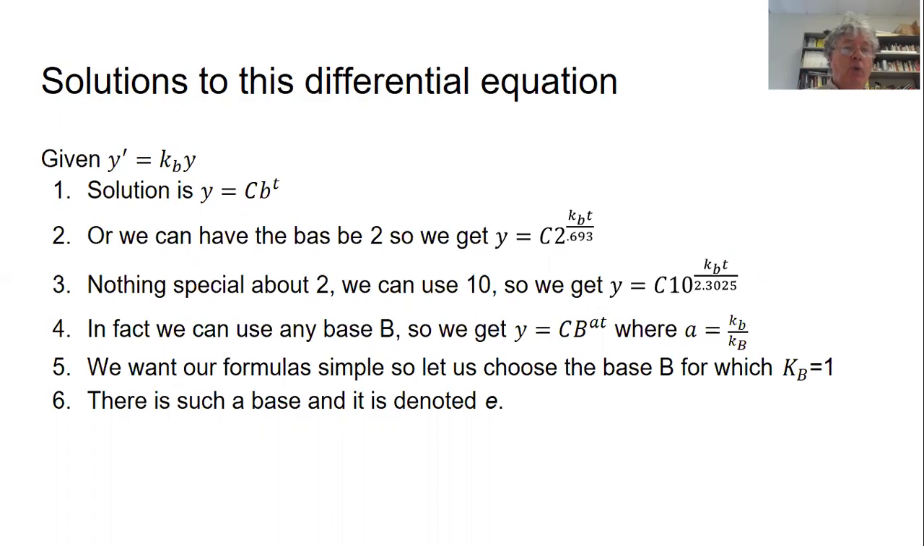So given y prime equals ky, if we figure out what k_b is for this k, you know, which base gives this number as its derivative at 0, we then know that the solution is y equals any number whatsoever c times b to the t. The base is b.